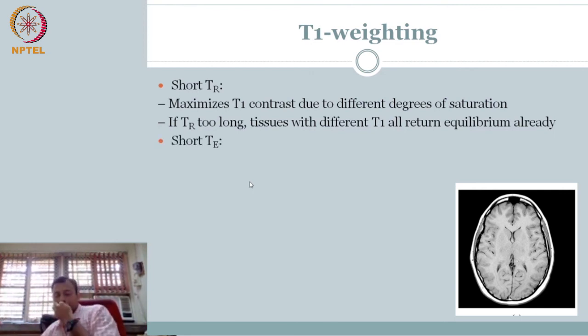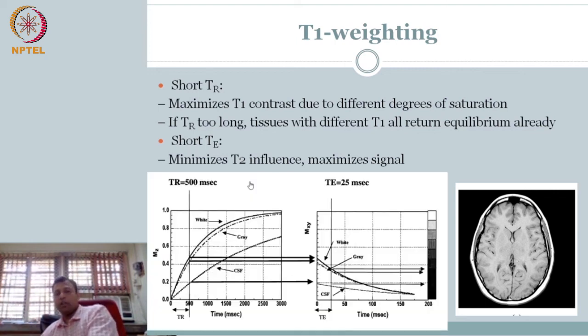Next, of course, you have to minimize the effect of T2. How do you minimize the effect of T2? Like proton density, short TE. If I don't have time for echo, then the T2 effect will be minimized. When we wanted the T2 effect, we wanted long TE. So if I don't want the T2 effect, I want short TE. It's a natural extension of what we covered. Minimizing T2 also means your signal is going to be good.